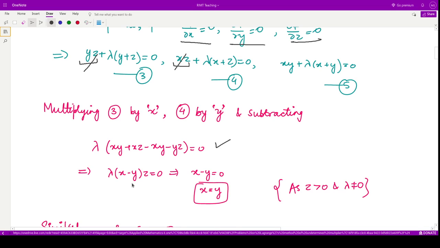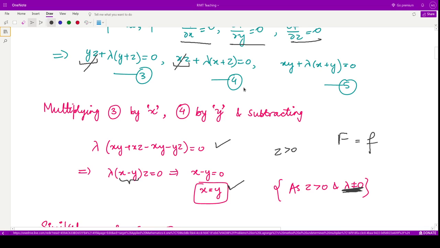So from here, because your z is not 0 and this is given to be a positive quantity, and lambda is also not equal to 0, because if lambda is 0, then the capital F becomes equal to the small function small f, right? So that is not the case. So lambda is not equal to 0, the Lagrange's multiplier. So from here we only have x minus y is equal to 0. So that means you have x is equal to y when you solve equations 3 and 4.